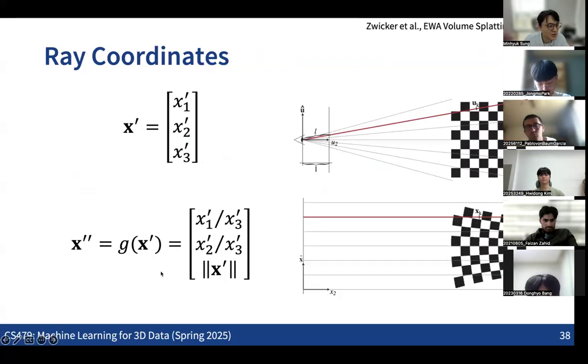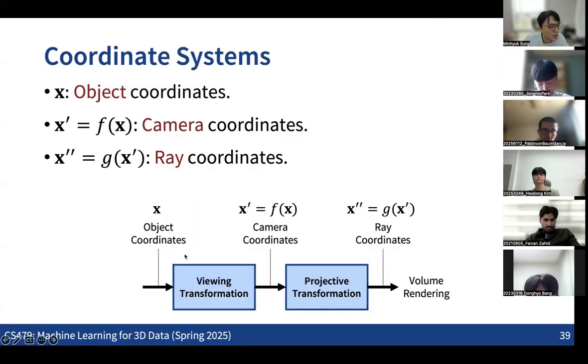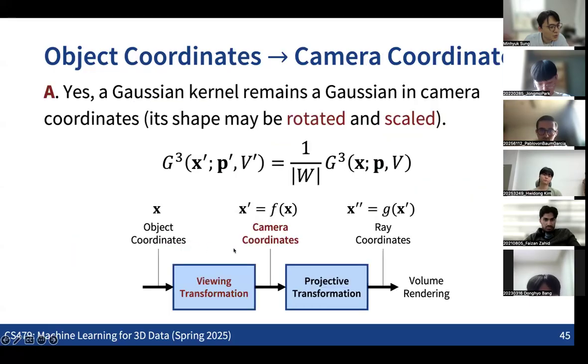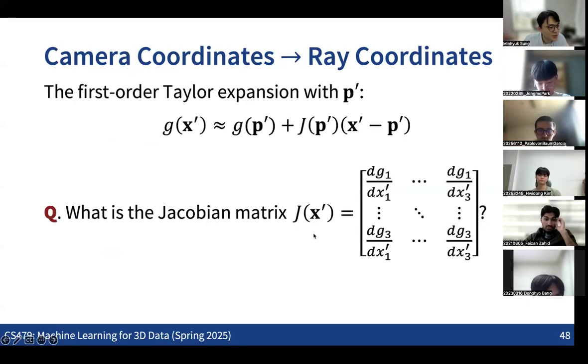Since this function is not a linear function, we are going to take the Jacobian of this function so that we can do some kind of linear approximation. So given the definition of the projection here, how can we compute the Jacobian? What do we get once we compute the Jacobian here? Can you quickly do some calculation with this?